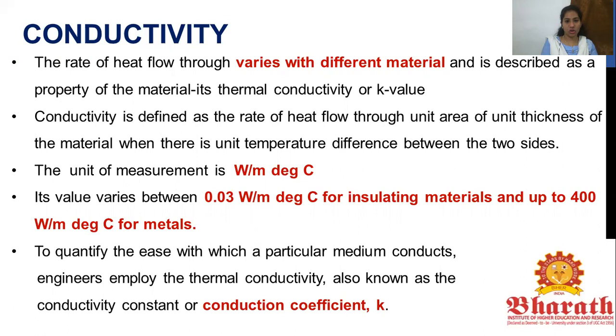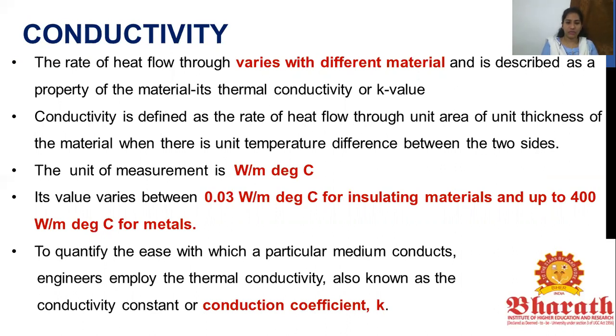So you spoke about conductivity and conducting. Now let's look into more detail of this. The rate of heat flow through varies with different materials and is described as a property of the material. Thermal conductivity is usually given by the K value. Thereby resistivity would be 1 by K, so it's easier for you to understand. It's the reciprocal of it.